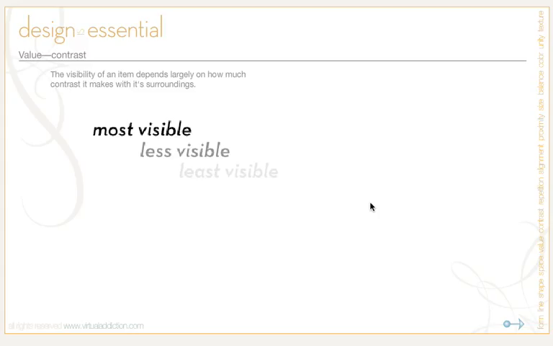In order to use values effectively, there are two major considerations when using value: the amount of contrast and the tonal range of the values used. The first controls visibility and the second mood and ambiance. So contrast, when you think about contrast, the visibility and hence the noticeability of an item depends largely on how much contrast it makes with its surroundings.